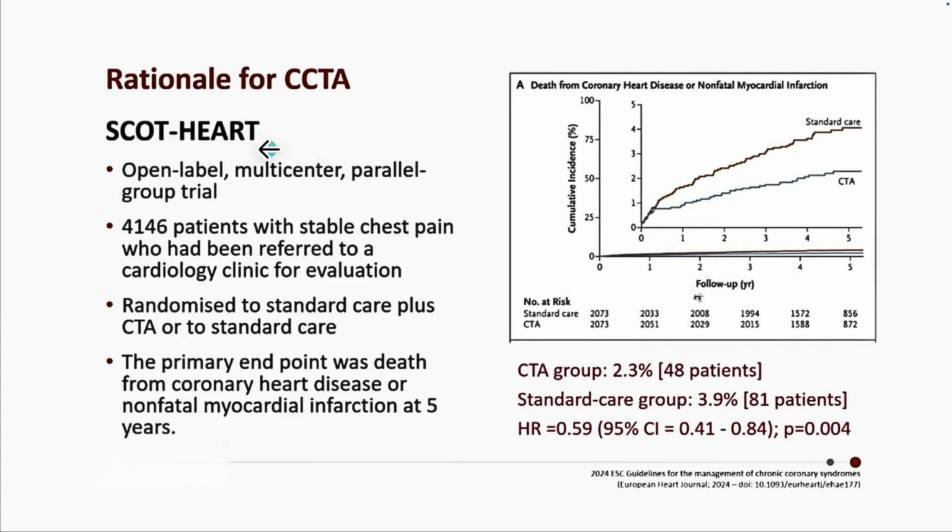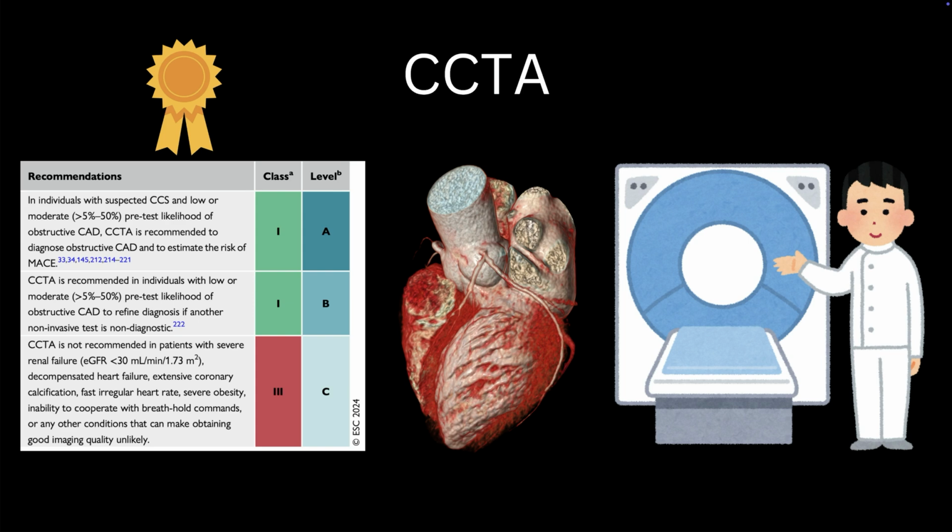We know that from the SCOT-HEART trial that included more than 4,000 patients with stable chest pain, and they were randomized to coronary CT angiography or the standard of care. The strategy of coronary CT angiography resulted in 40% lower mortality and less non-fatal myocardial infarction. Therefore, CT scans are very useful in patients with chest pain who have a low or a moderate pretest likelihood of obstructive coronary artery disease. It can be used as the sole test, or it can be used as an add-on to functional tests to refine the diagnosis when the other tests are non-diagnostic.